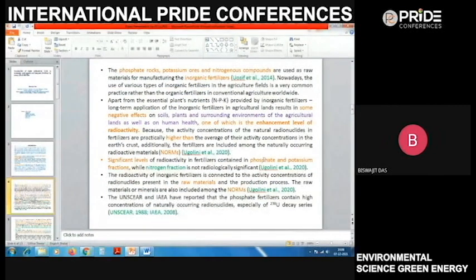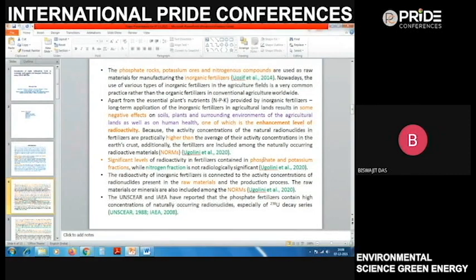It is observed that the use of various types of inorganic fertilizers in agricultural fields is a very common practice nowadays, rather than organic fertilizers, in conventional agriculture worldwide. Most commonly, nitrogen, phosphorus, and potash based inorganic fertilizers are preferentially used by farmers because plants' growth depends mainly on these three essential elements: nitrogen, phosphorus, and potassium.